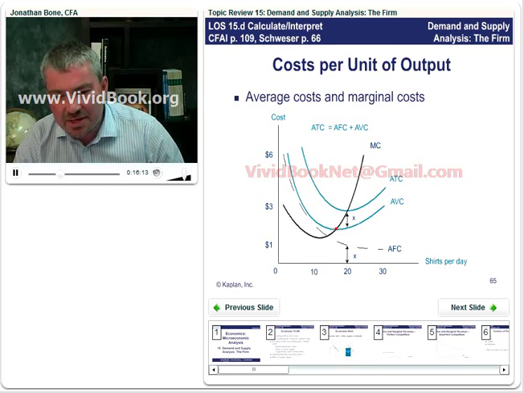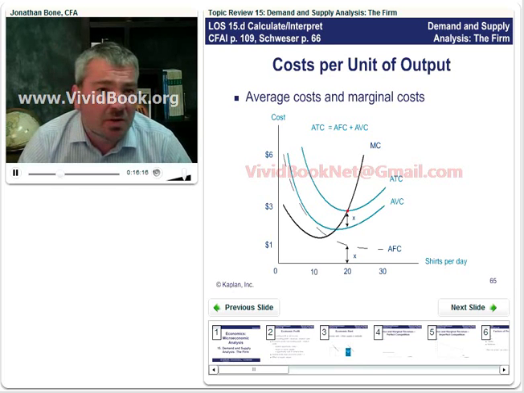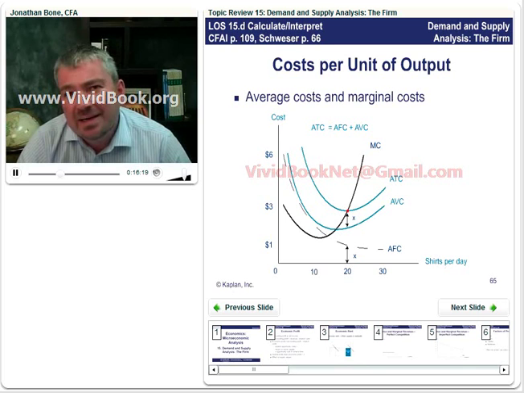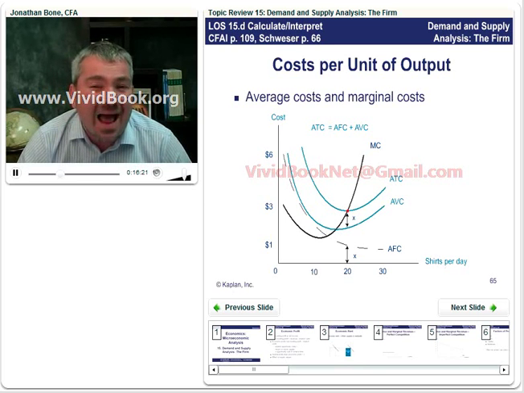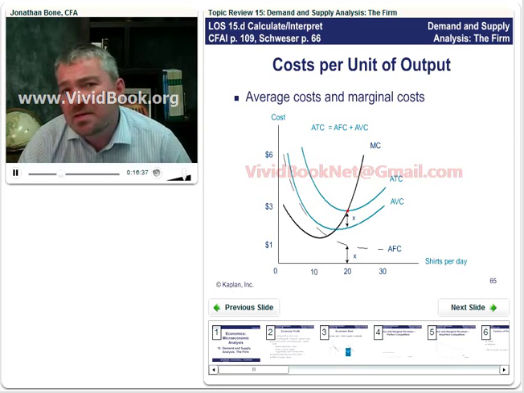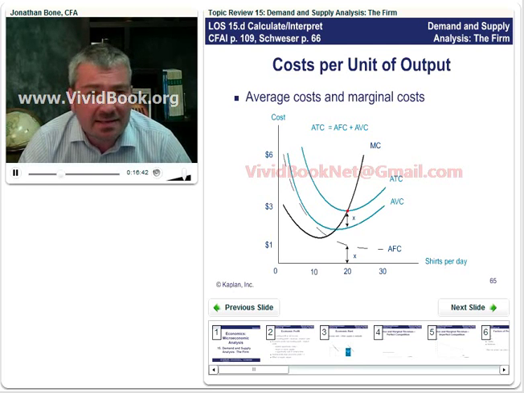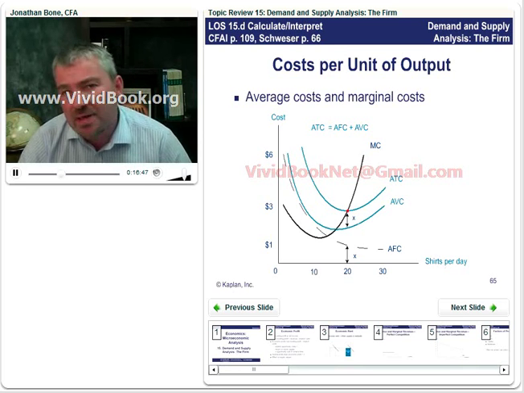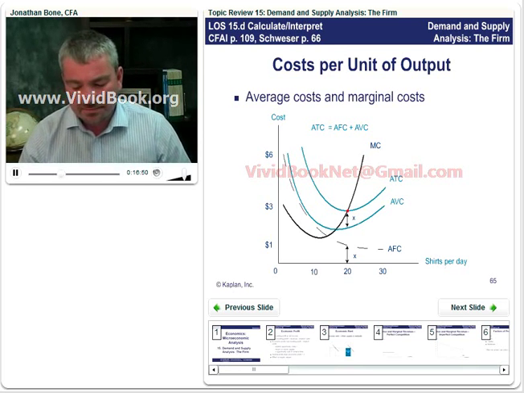It's the same with average total cost. If marginal cost, the cost of producing one extra shirt, is lower than the average total cost of producing a shirt, if you produce that one extra shirt, then average total cost will fall. So as long as marginal cost is below average total cost, as we increase our output, average total cost is falling. As soon as marginal cost goes above average total cost, then if we produce extra units, that's going to pull the average total cost up. So again, marginal cost will hit the lowest point on the average total cost curve.